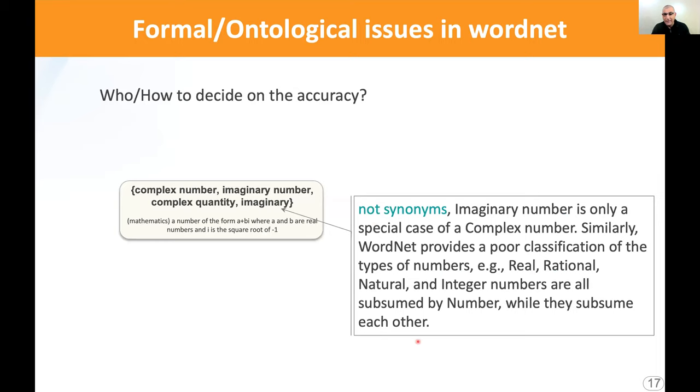Now, another issue that is related to the accuracy of the content. So, in this sense, imaginary and complex numbers are seen as synonyms, while in mathematics, an imaginary number is only a special case of a complex number. So actually this brings us to think about how to benchmark the accuracy of our content. Should it be according to speakers or according to mathematics? And if it's according to speakers, then how to know what speakers actually believe and whether what they believe is actually correct or not.